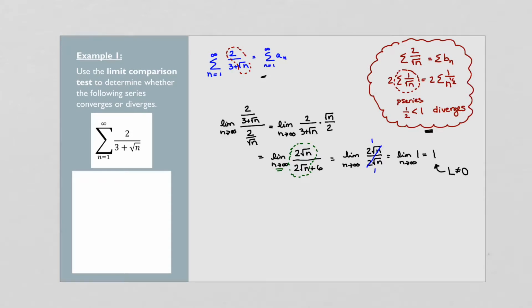Let's write that down. So if we let our b sub n series to which we are comparing be the series 2 over the square root of n. And just as a side note, we could also use 1 over the square root of n. You didn't have to include that 2, but I just happened to do so. So let's let b sub n be 2 over the square root of n. This series diverges by the p-series test.